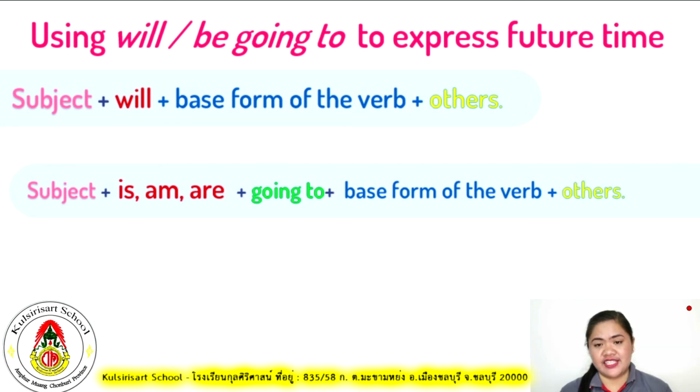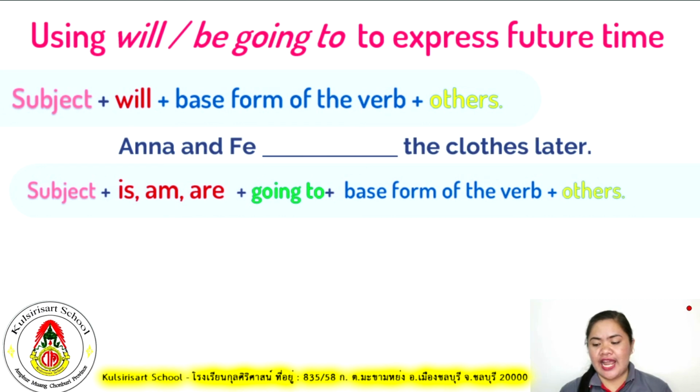So we have the example, Anna and Fe. Our verb is wash. We are going to use will, so this is our subject plus will. So we will write will. And of course, the base form of the verb is wash.